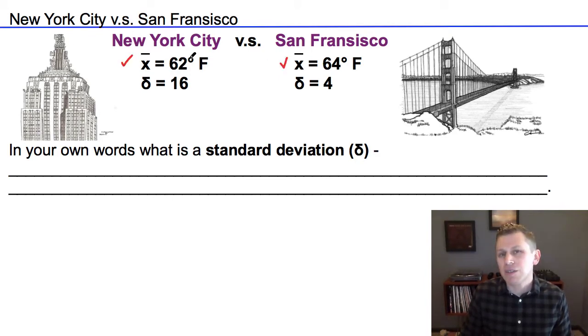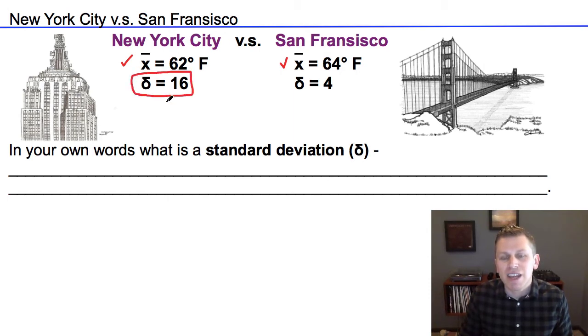We talked about how there were 62 for New York and 64 for San Francisco. But the number that was very different was standard deviation. This here is the symbol for standard deviation, and I can see that the standard deviation for New York City is 16, and the standard deviation for San Francisco is 4.